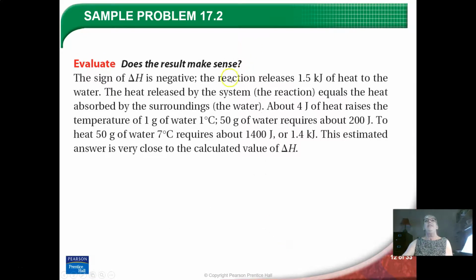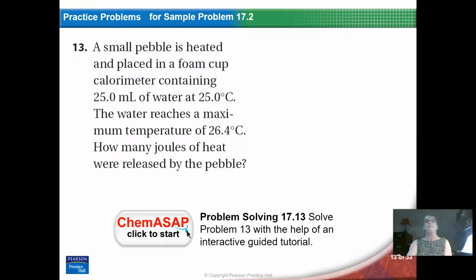Okay, so we have a negative answer. The sign is negative, so the reaction releases that many kilojoules because the heat is released. The heat released by the system equals the heat absorbed by the surroundings. About 4 joules of heat raises the temperature, so we're just making sure this makes sense. So this was an exothermic reaction. It gave off heat to the surroundings, so it's exothermic. You can try this one yourself, see if you can do this one all by yourself.